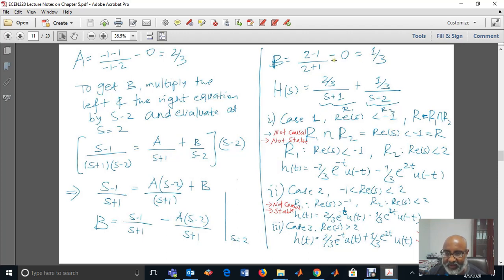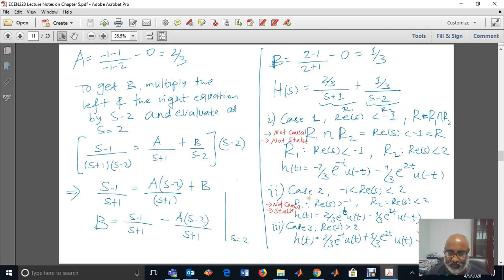But we already have the region here: real of s is less than -1. So it does not include the axis, and it is not a stable system. So it is unstable. It is also a non-causal system, both unstable and non-causal.